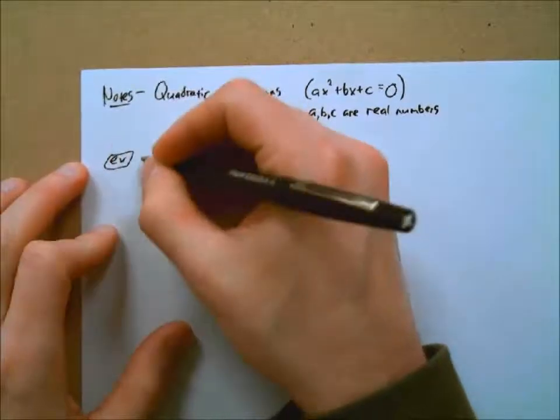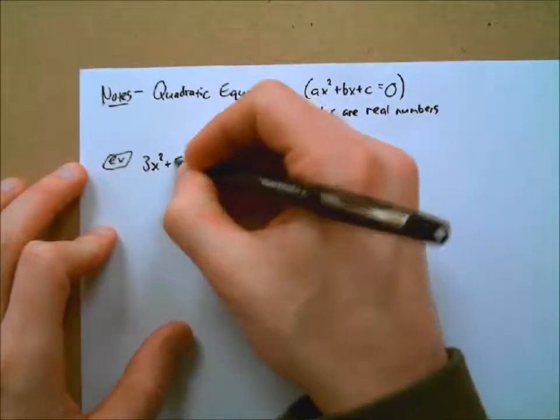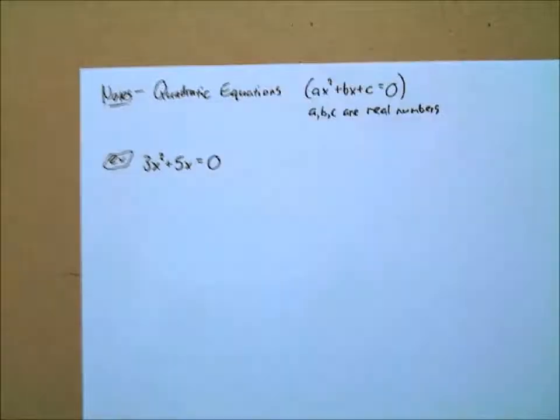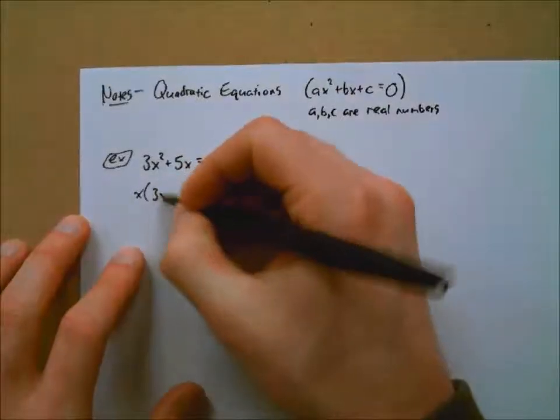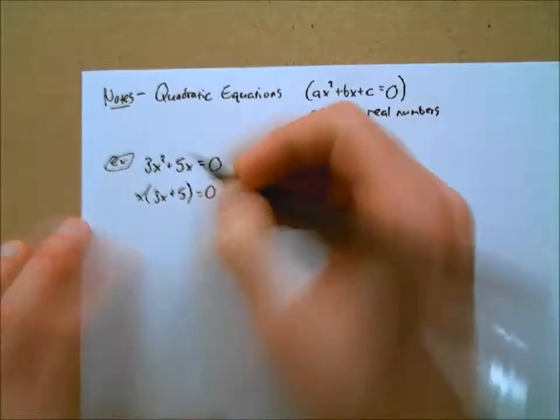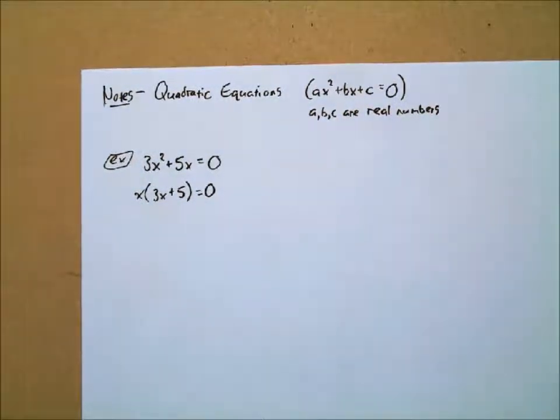We have 3x squared plus 5x equals 0. In order to solve this quadratic equation, what might be a good first step? Yes, factor out an x. We have a GCF here. And so we'll factor an x out like that. And then from this point, what should we do?